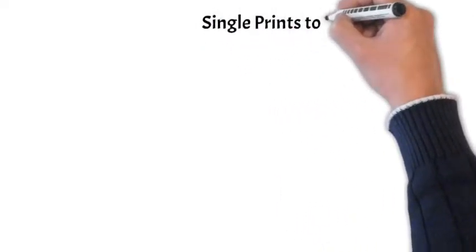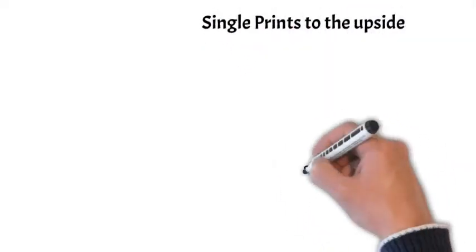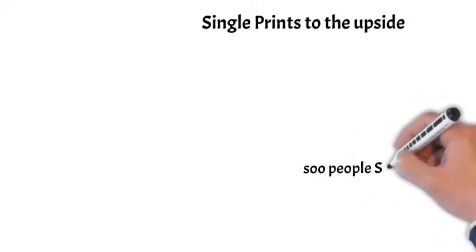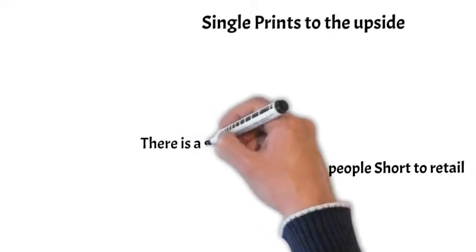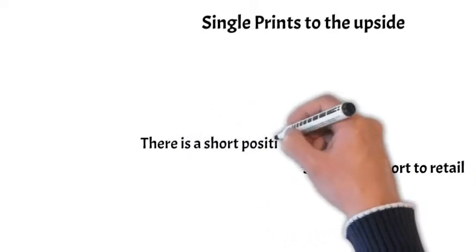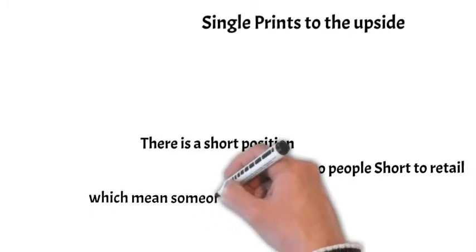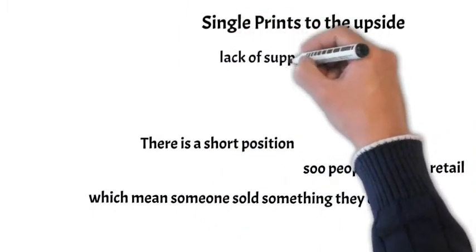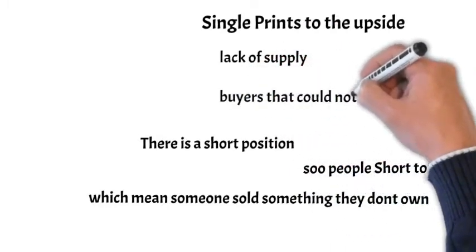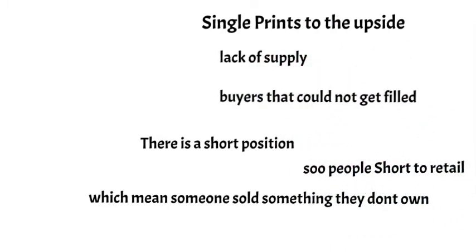So in this section, we're going to talk about single prints to the upside. With single prints to the upside, that means there is a short position and that there's no supply. And when a market takes off to the upside and separates two distributions by a single print, it just means that there's a short position. So you can always look at the volume because it acts as a vacuum.